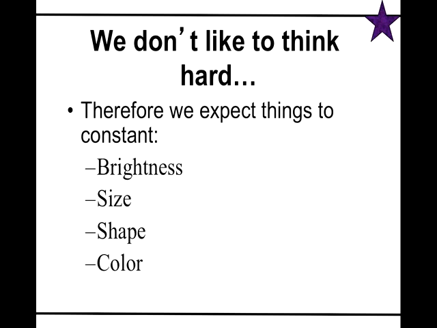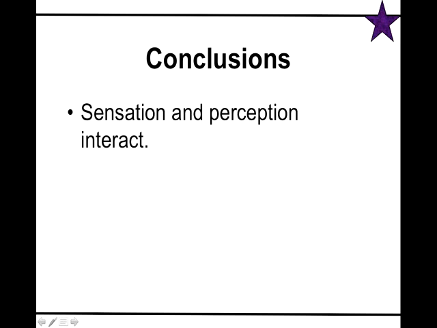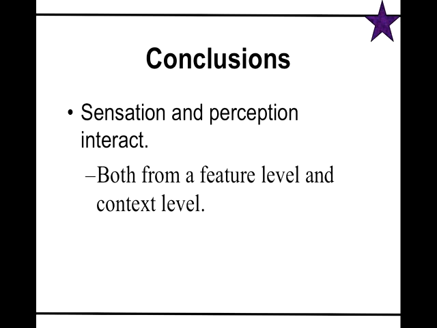So in conclusion, before we move on to the fun part, which is illusions, sensation and perception interact. We started with sensation being too much and too little information to fully explain perception. And so we have to think about both of them, because sometimes it's bottom up, sometimes it's top down. So we have to think about the featural level, that's the bottom up, and the context level, which is top down.